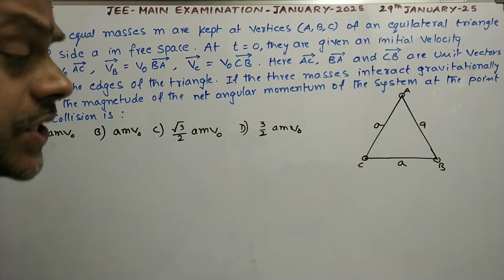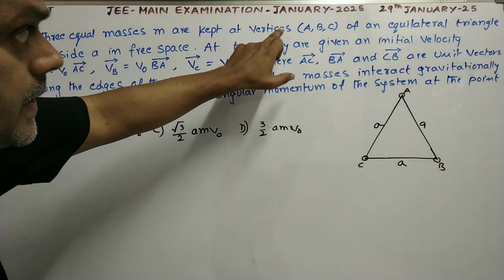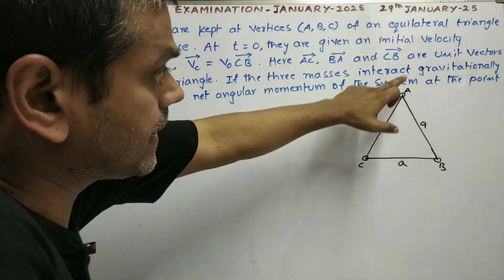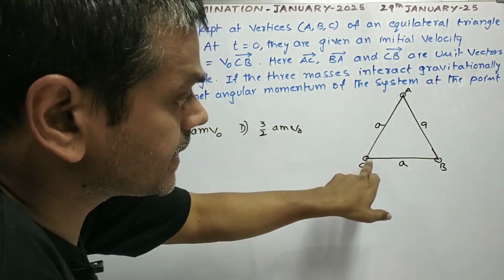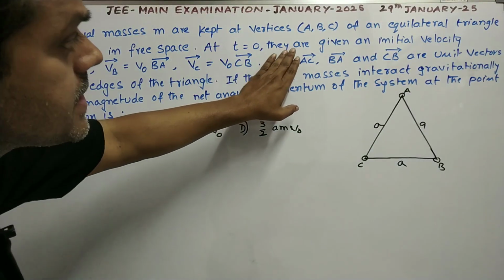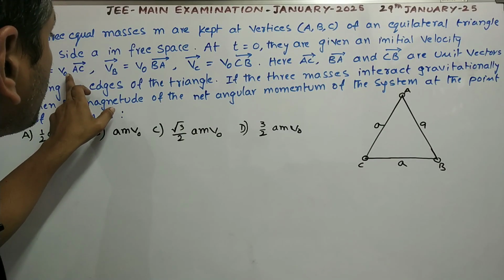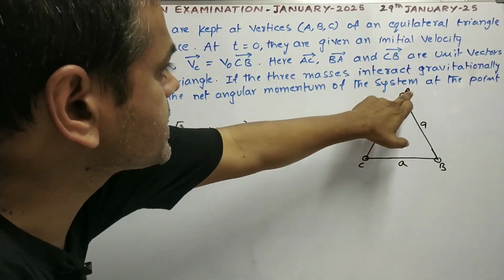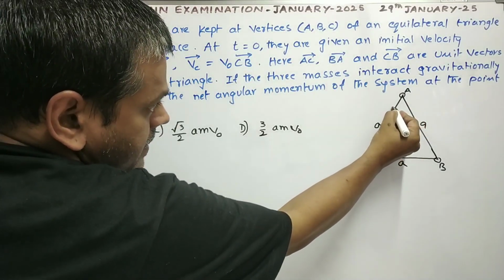Okay, the sixth question. 3 equal masses M are kept at vertices A, B, C of an equilateral triangle. So this is an equilateral triangle, and at its vertices there are 3 identical masses kept in free space. At time t is equal to 0, they are given an initial velocity: VA is equal to V naught into AC bar.